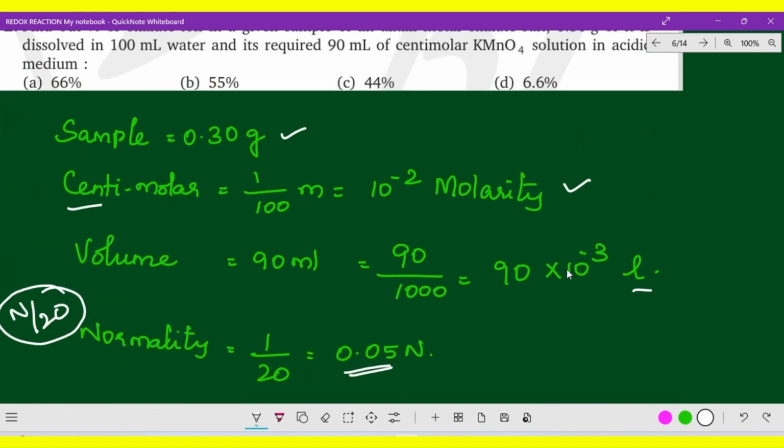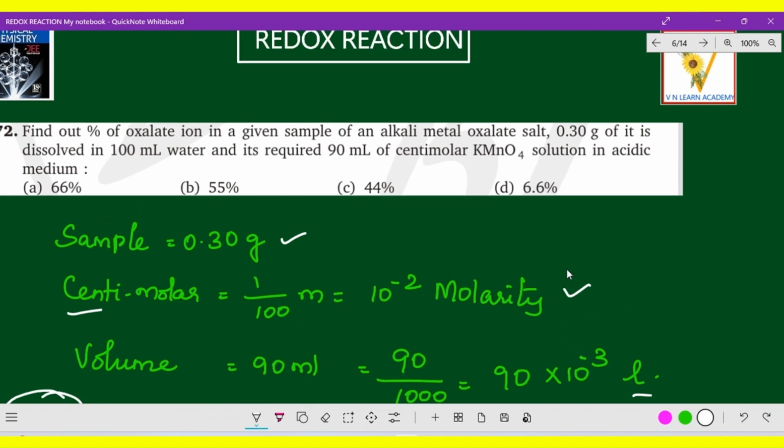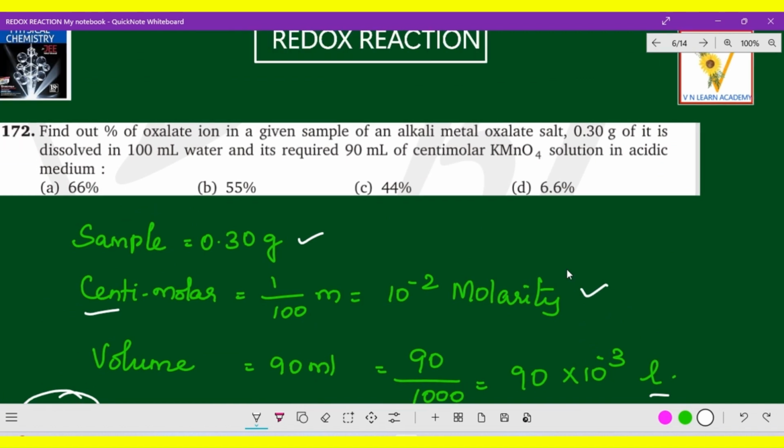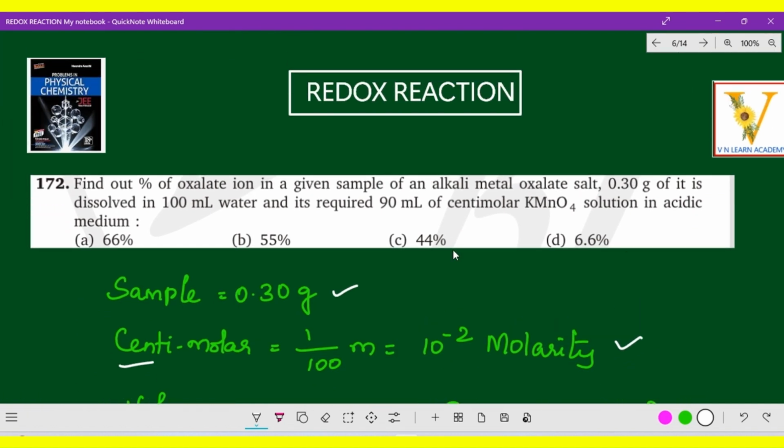So what is the correct option here? 66. See, that also could be 6.6%, that is also a source of confusion. So you have to be very careful, even with decimals, everything you have to remember. Now, which is the correct option? Option A is the correct option. Hope you got clarity about this question. Come on, let's go to the next question.